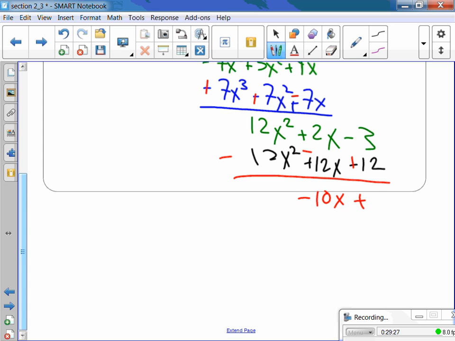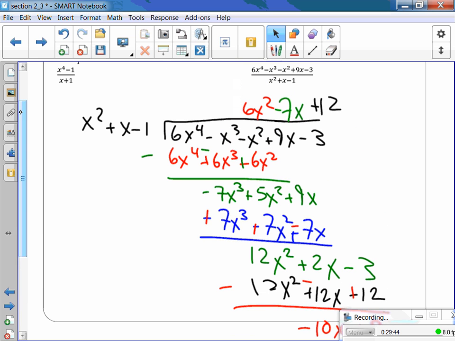Because x squared is on the outside and you can't divide 10x by x squared. Once my divisor is a higher degree, I know I'm done. My divisor was a second degree, and what we're left with over here is a degree of 1.